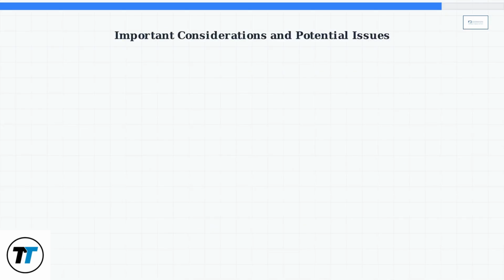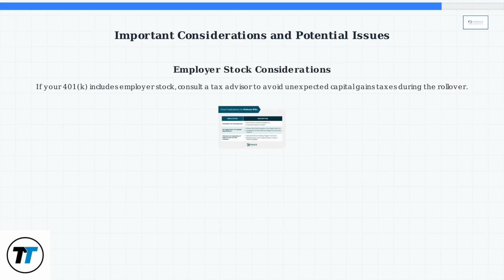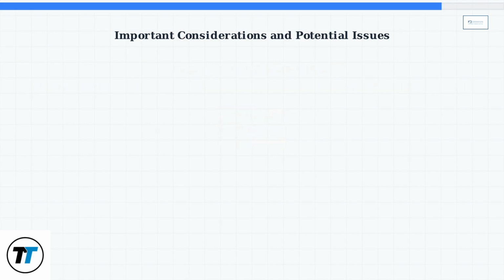As you prepare for your 401k rollover, there are several important considerations and potential issues to keep in mind. Be aware of potential outgoing fees from John Hancock, which typically range from $100 to $150. These fees are charged when funds leave their platform, so factor them into your decision. If your assets include employer stock, it's crucial to consult a tax advisor before proceeding. Rolling over stock could trigger capital gains taxes if not handled properly, potentially reducing your retirement savings.